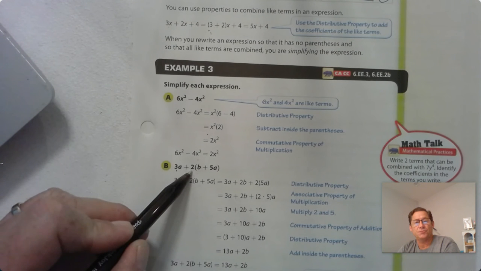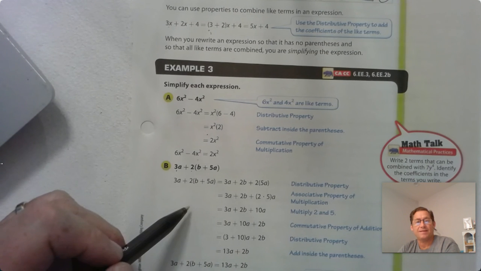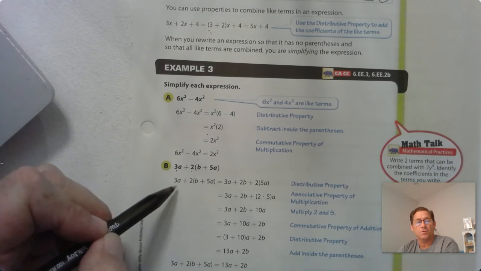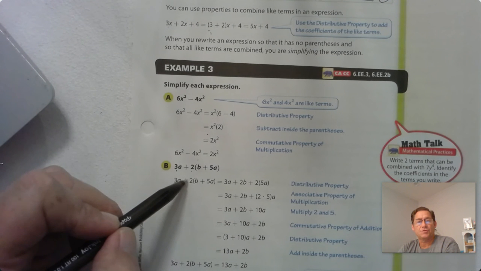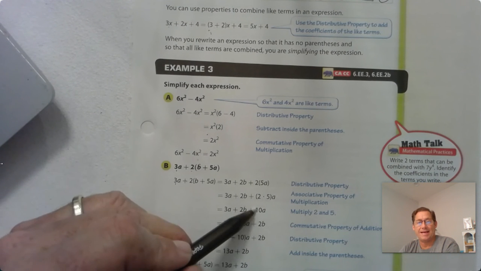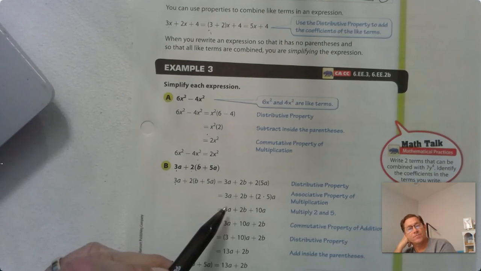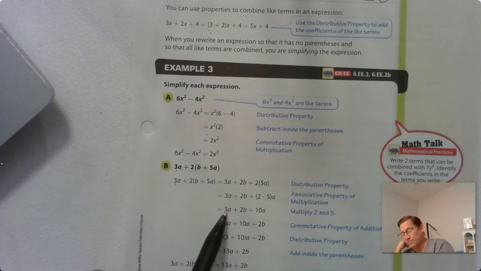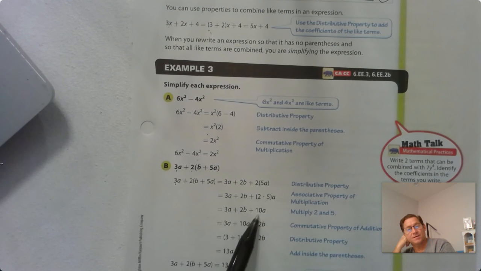3a plus 2 times b plus 5a. So 3a plus 2 times b plus 2 times 5a. 2 times 5a is 10a. So we can use the commutative property to switch places with the 10a and the 2b so that the 10a and the 3a are together. 3a plus 10a is the same as 3 plus 10 times a, which is 13a plus 2b.